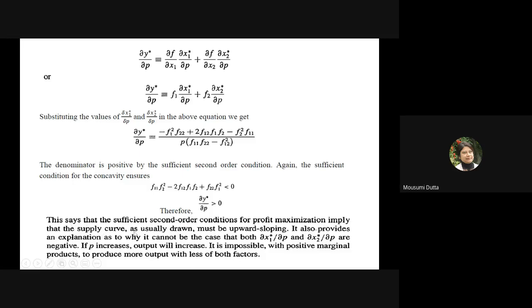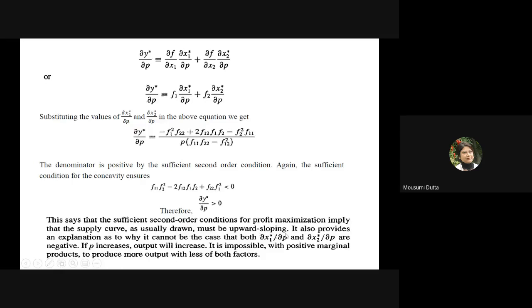This says that the sufficient second order conditions for profit maximization imply that the numerator of this expression is always negative. This is coming from the usual definition of concavity. However, the sufficient condition for profit maximization, that is F11 F22 minus F12 square, will be positive.